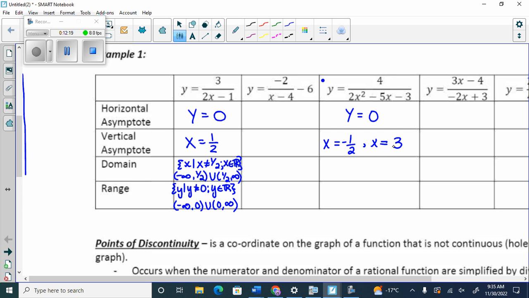So if we do set notation just for practice, this one is going to be negative infinity to negative a half, not included, or negative a half to 3, but still not including them, or 3 to infinity. Set notation, it would just be x can't equal negative a half, comma, 3. I'll show it.